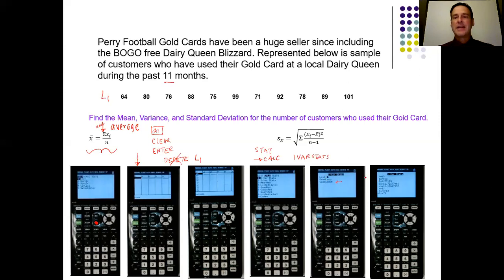Okay, and now we're going to look for this item right here that says x bar. Notice that matches the x bar that we had in our formula. Whenever you see x bar, that is the same thing as the average. So this average is represented by that symbol, x bar. All right, now if you look at your calculator, and if I did it right too, I believe you get x bar is equal to 83.